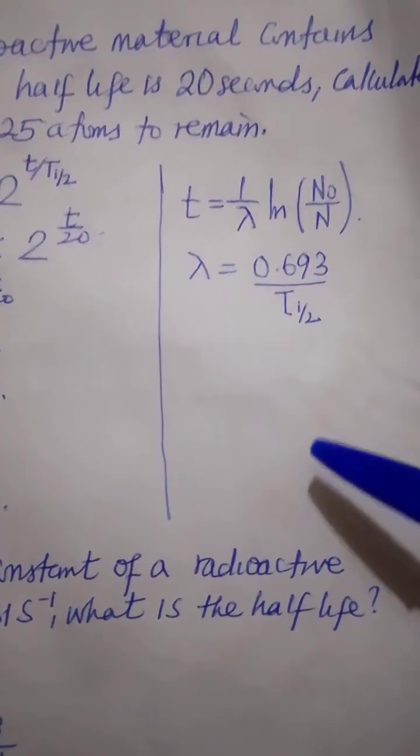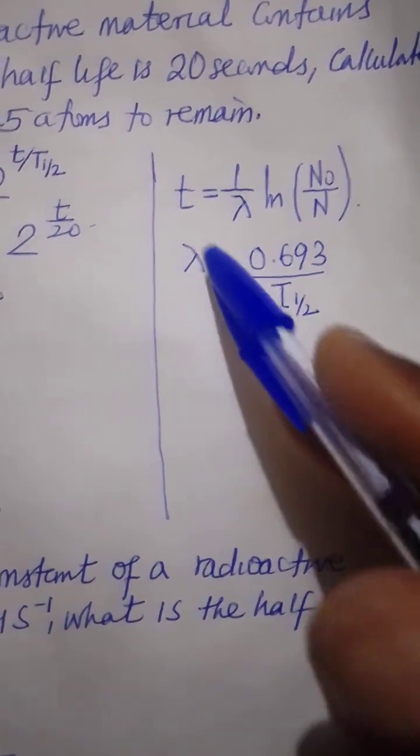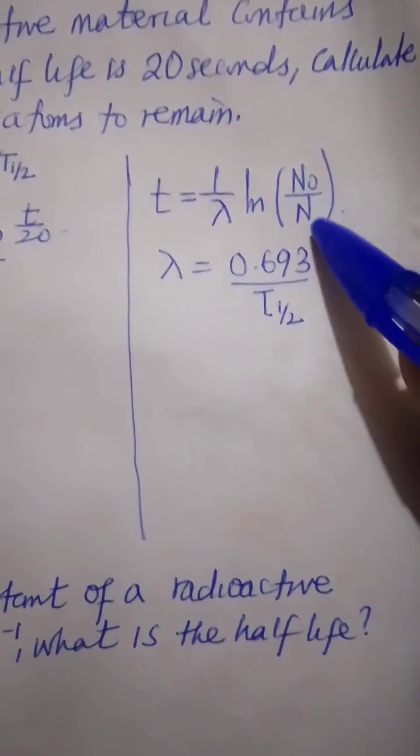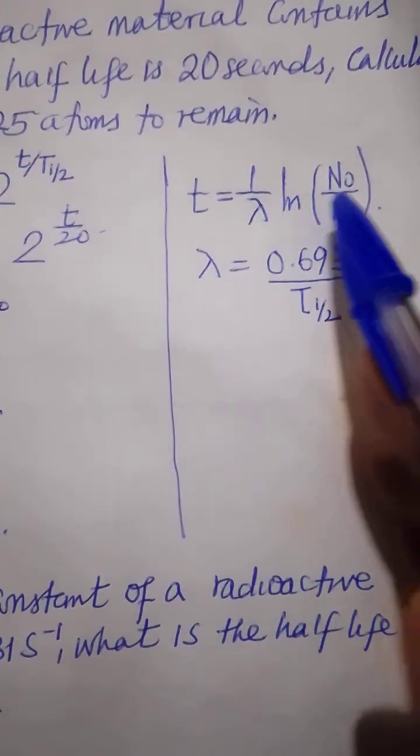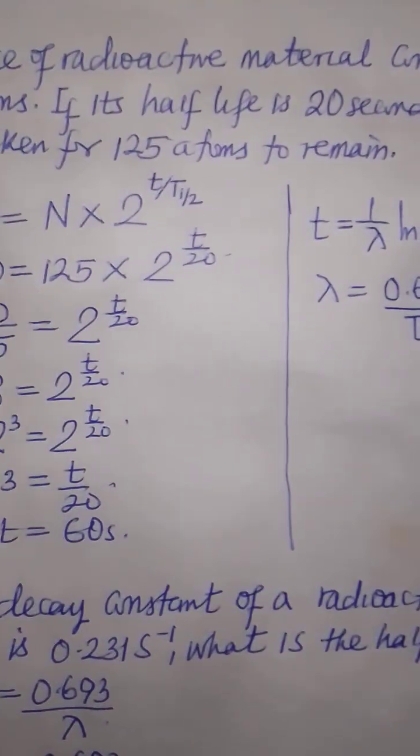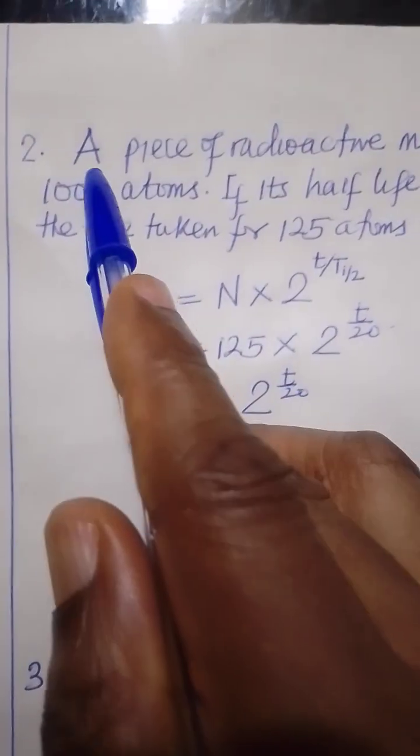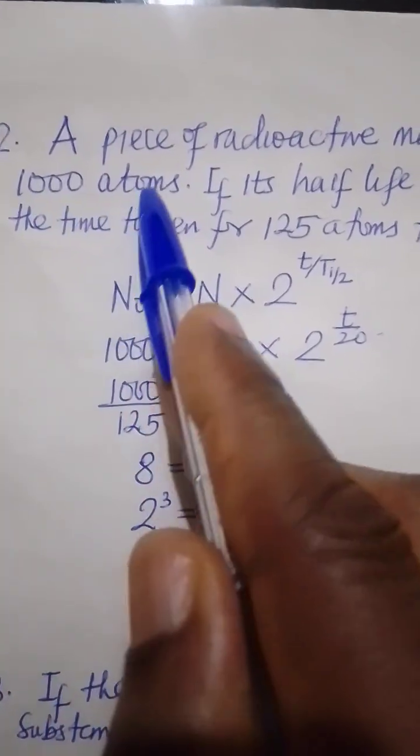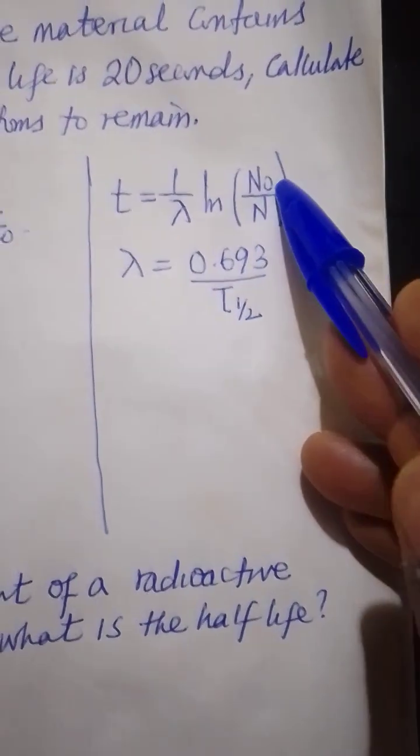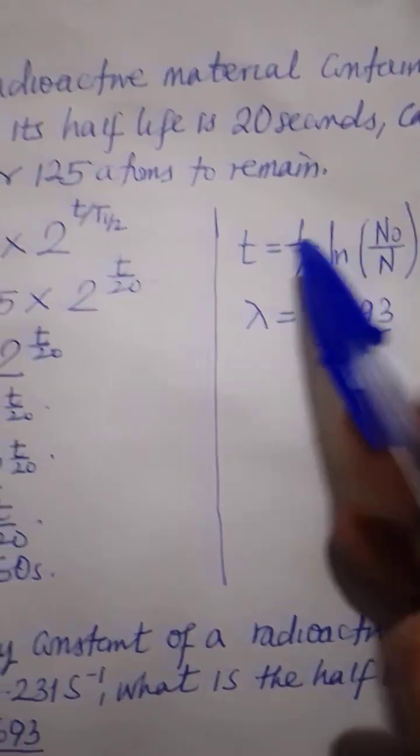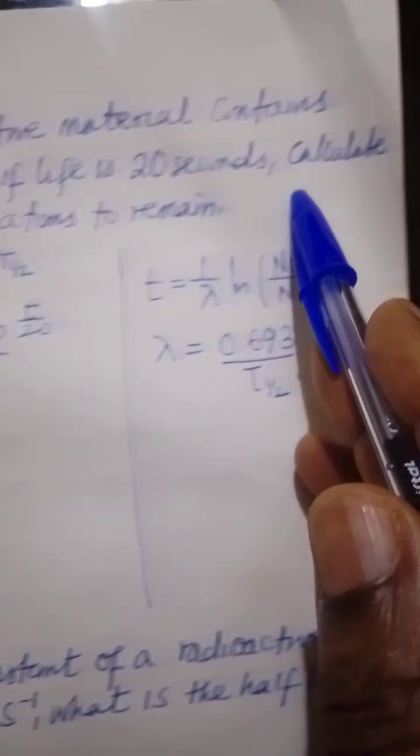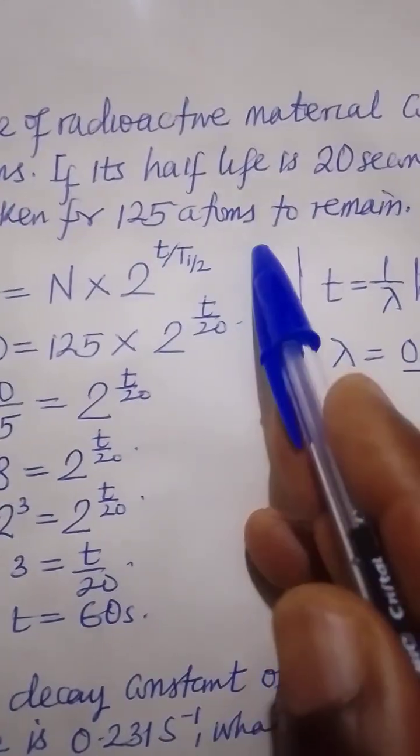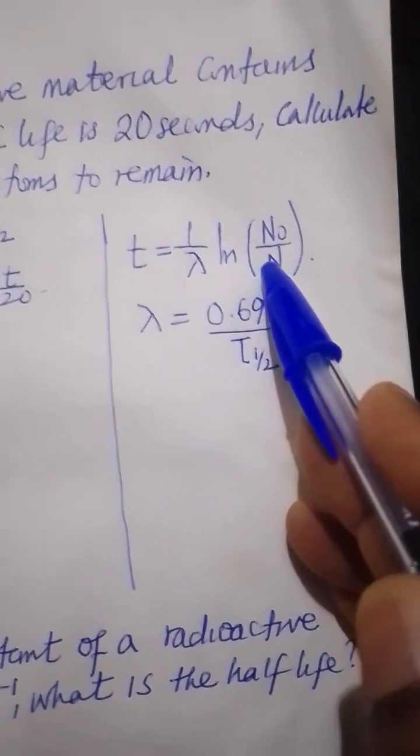We can also use this formula. That is, t, since we're told to look for time, is 1 over lambda ln N naught over N. Here, we know N naught, which is 1000, because we're told a piece of radioactive material contains 1000 atoms. So the original number of atoms, 1000. What is left to remain? It says calculate the time taken for 125 atoms to remain. So our N is 125.